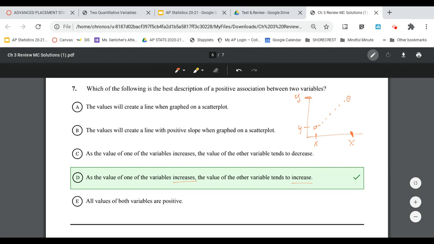A, the values will create a line when graphed on a scatter plot. Positive association is just about direction. This one is about form. We don't know. Just because the overall least squares regression line would go up doesn't mean that it's not curvy and that there isn't a nonlinear thing out there that's better. The values will create a line with positive slope when graphed on a scatter plot. Again, yes, positive slope, but we don't know that it'll create a line.